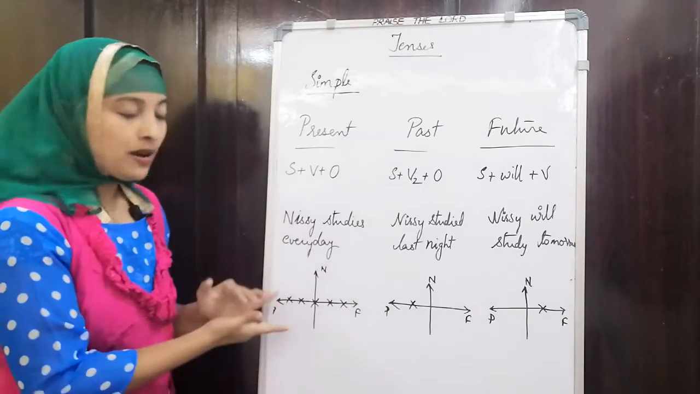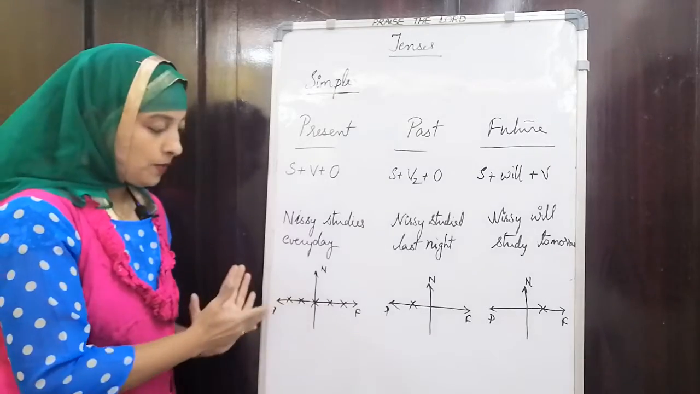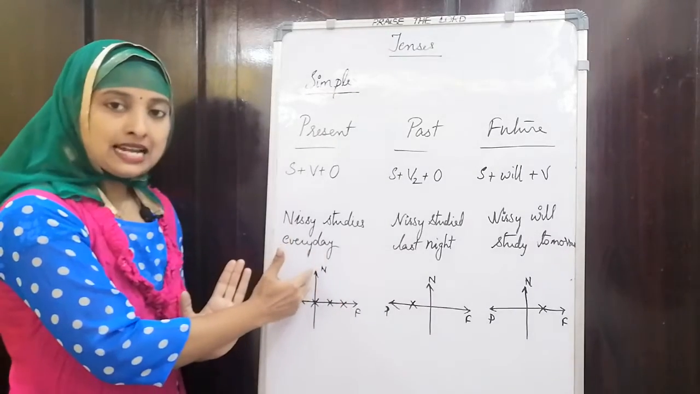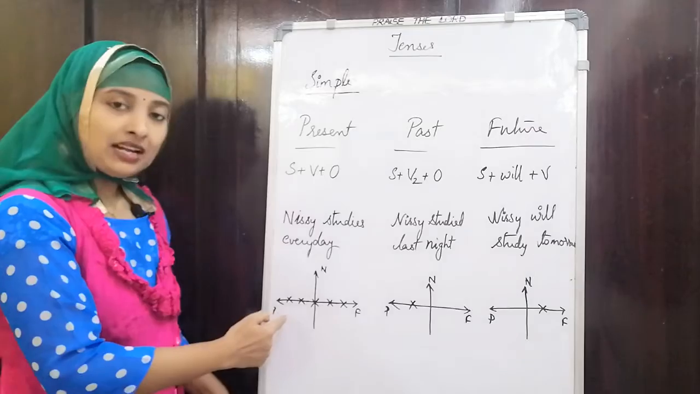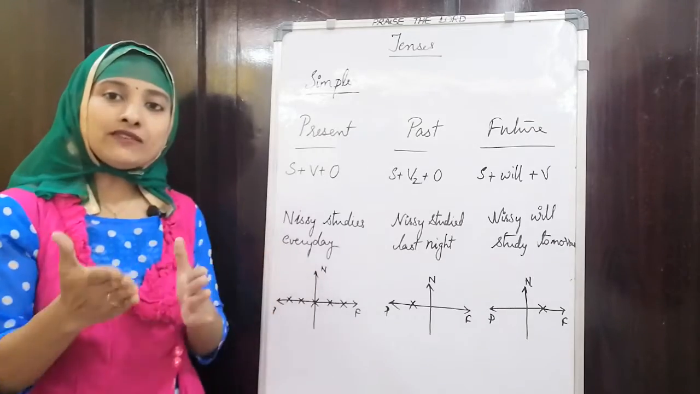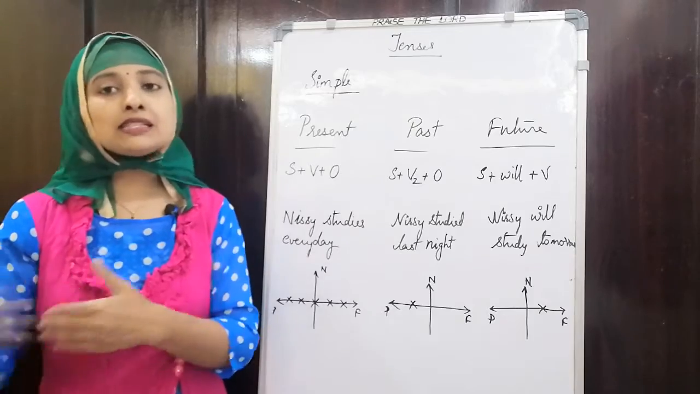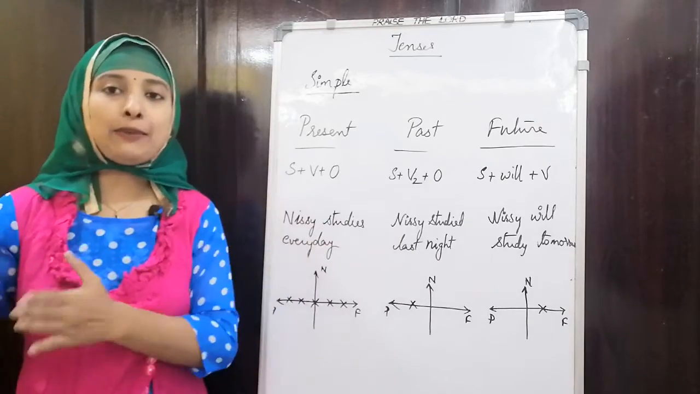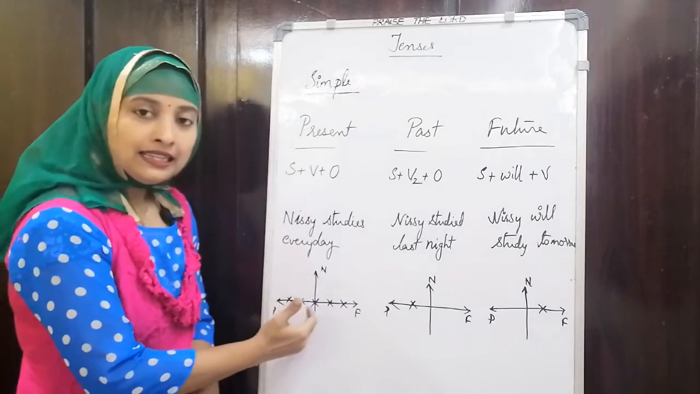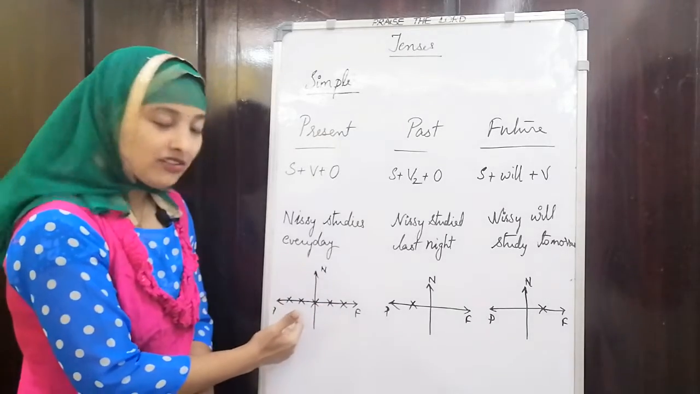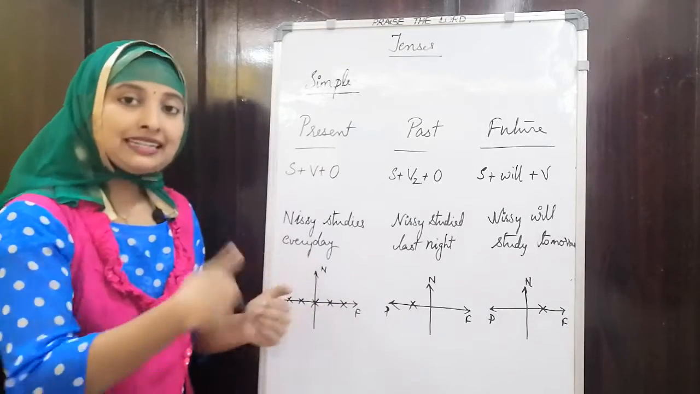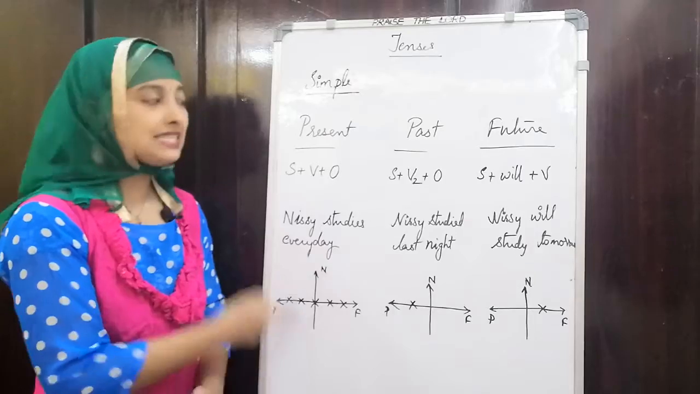So how to represent it on a timeline? So past, future and present. Now is nothing but the present. So when we are representing it, Nissi studies every day. That means she studied yesterday, she is studying today, and she'll be studying tomorrow also. So it is a repetitive action here. So the event which is taking place, it is repeating every day. So that is how it is represented here.